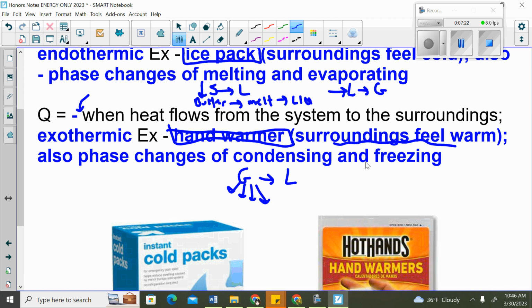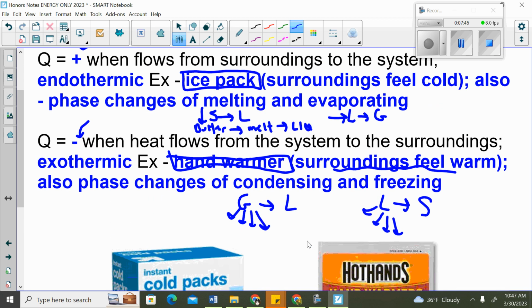Freezing, same thing, it's the opposite of melting, right? You have a liquid that's trying to become a solid. It has to release that energy to the surroundings and become the solid. Does it necessarily feel warm to us? No, right? That's a reaction that feels warm to us, but the phase change does not. So you have to think about this in terms of the energy flowing into or out of a system.